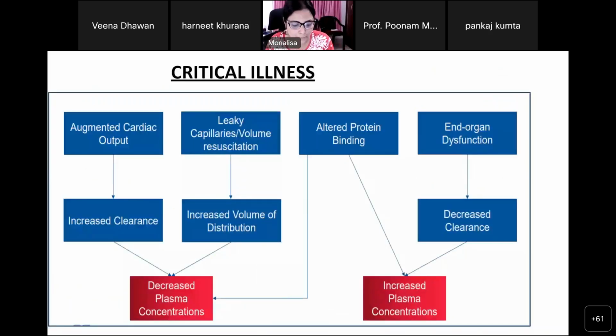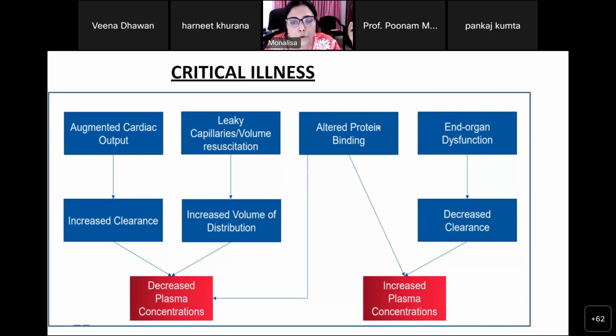Now, what happens in ECMO in critical illness? We need to understand what critical illness and ECMO do to your body, to understand what they will do to the drugs which you're going to give to the body. So when the patient is critically ill, you have augmented cardiac output, which leads to increased clearance of drugs. Similarly, you're giving loads and loads of volume to the patient. And also because of sepsis, there are a lot of leaky capillaries, which will lead to increased volume of distribution. Now, both of these are going to decrease your plasma concentration of the drugs.